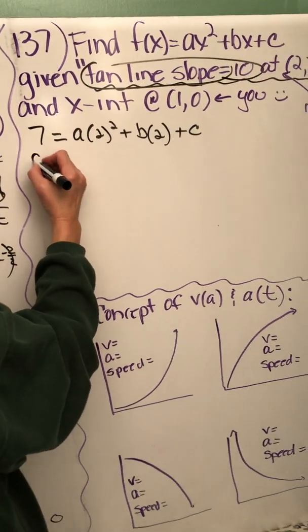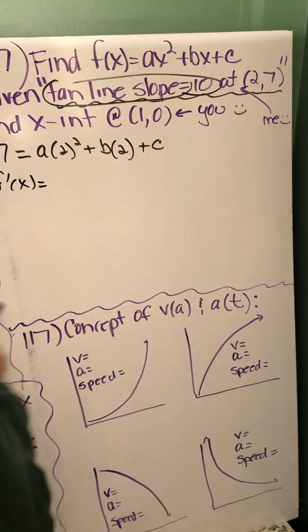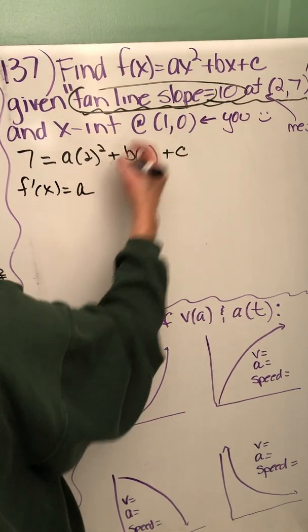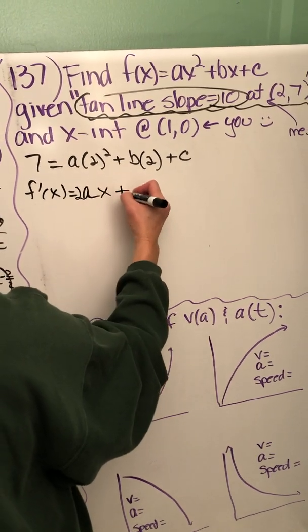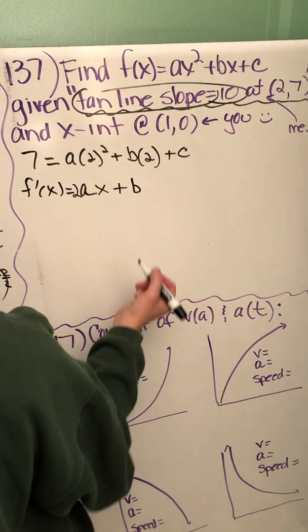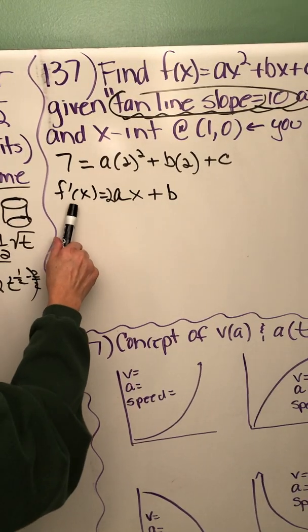Let's go ahead and take the derivative of this function. Please remember that a, b, and c are constants. They are not variables. So I bring down my constant, and the derivative of x squared is 2x. Plus, this is a constant, the derivative of x is 1. There we go. And the derivative of c is 0. So this is the derivative.